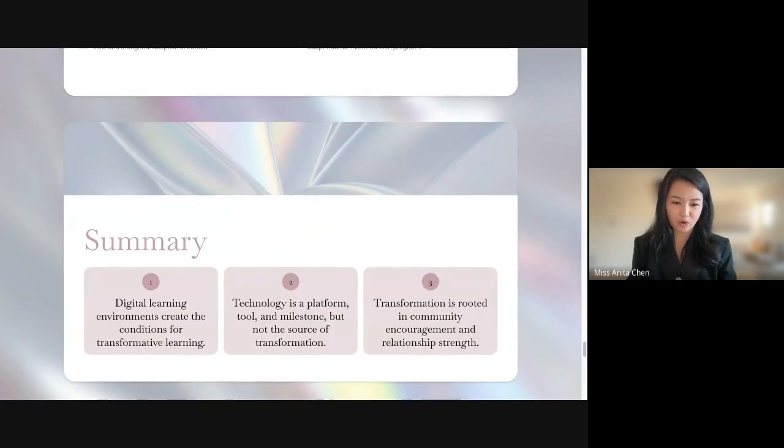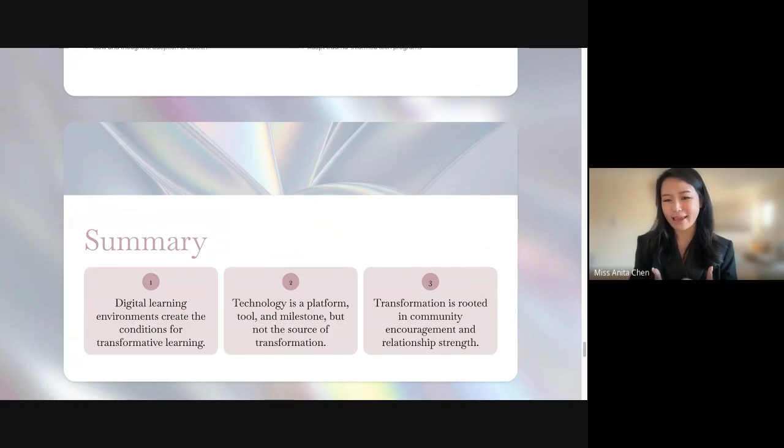This brings me to my summary. The digital learning environments that we create can foster transformative learning. But as amazing as that is, technology can only be seen as a platform, maybe even as a tool or a milestone to measure progress. But technology itself is not the source of transformation. Human interaction is. Human encouragement is. Communities wrapping around students who've experienced brokenness, that's the seed of transformation.